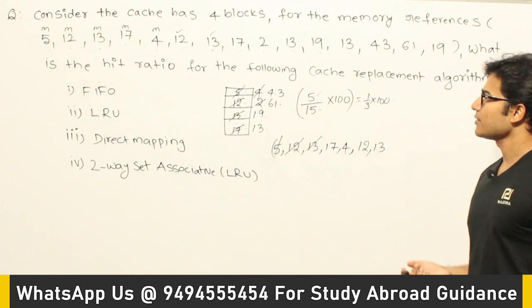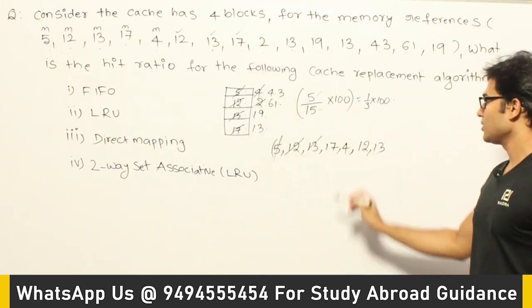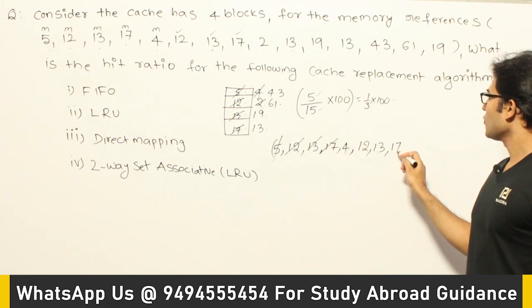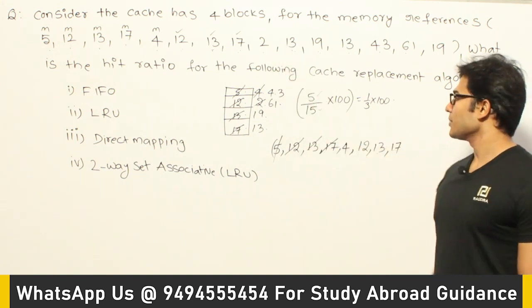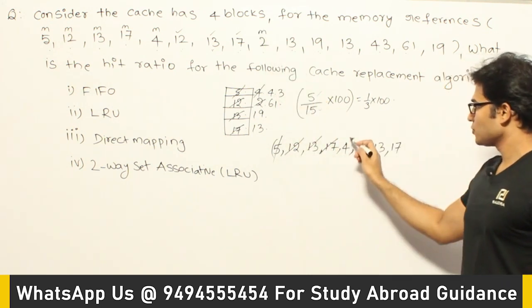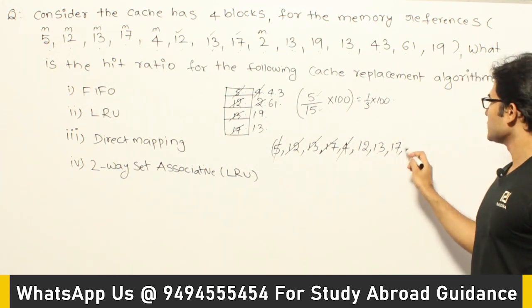And what is the next one? 17. So 17 is already present there, therefore it is a hit, and therefore you are supposed to move it up the list. So 17. And what about 2? 2 is not present there, so it is a miss, and so this has to be replaced. The least recently used as of now is 4, it has to be replaced with 2.